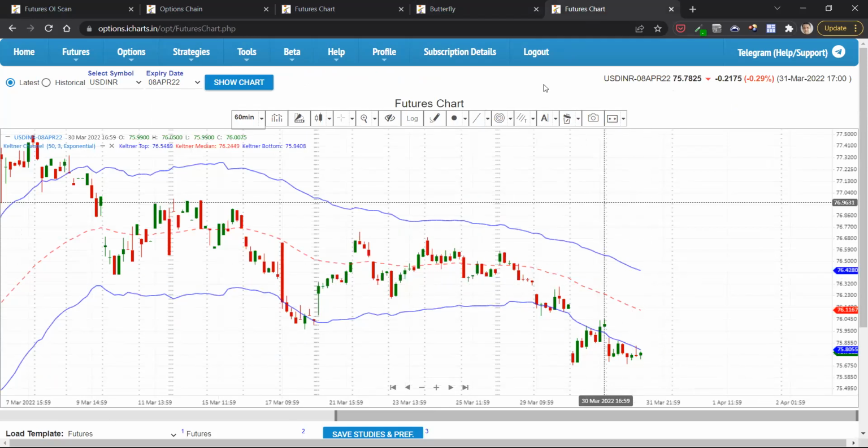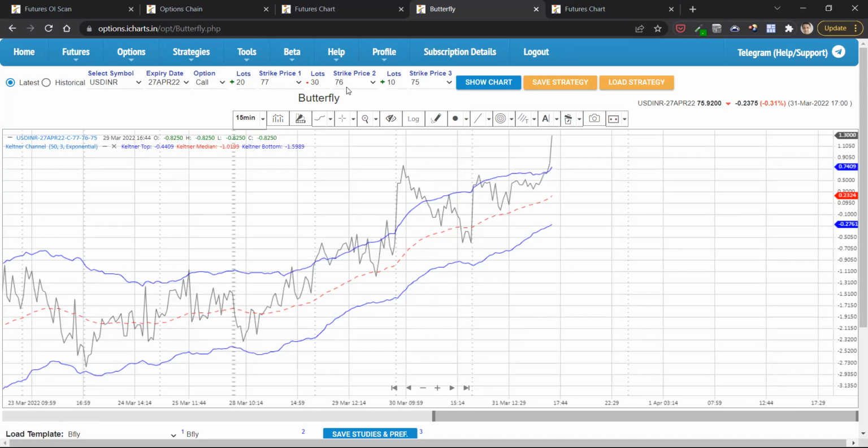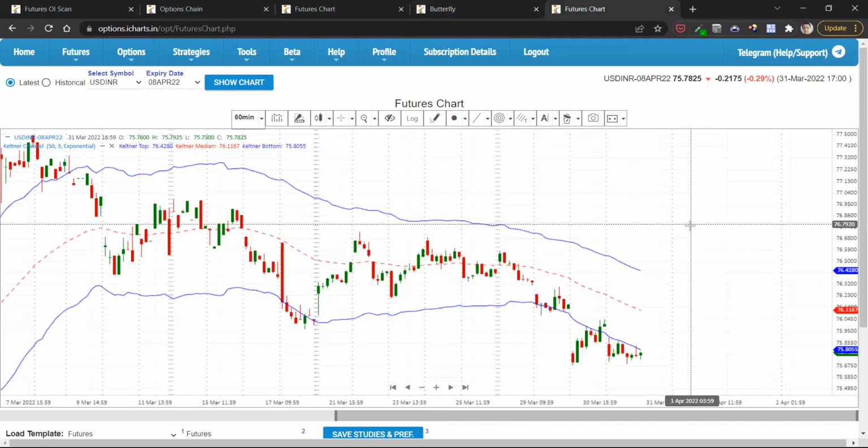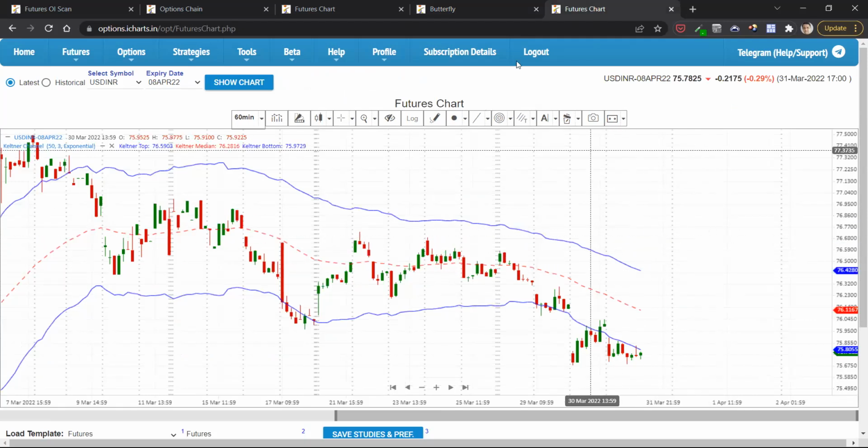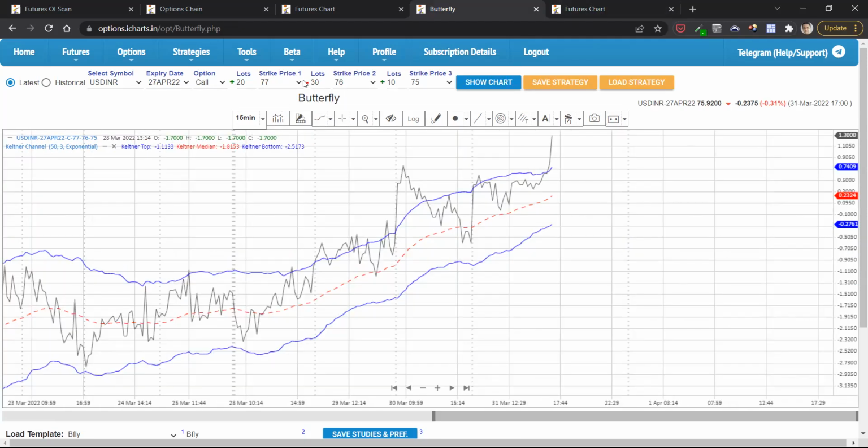If it's breaking out of this area, then you need to come back to a neutral stance. To do that, sell 10 from here, buy 10 here, so make it a 10, 20, 10 neutral butterfly. Then if price continues to go up from here, you need to go bullish. So again short this here, and then add 20 here, add 10 here. When you add on the lower side, it becomes bullish.